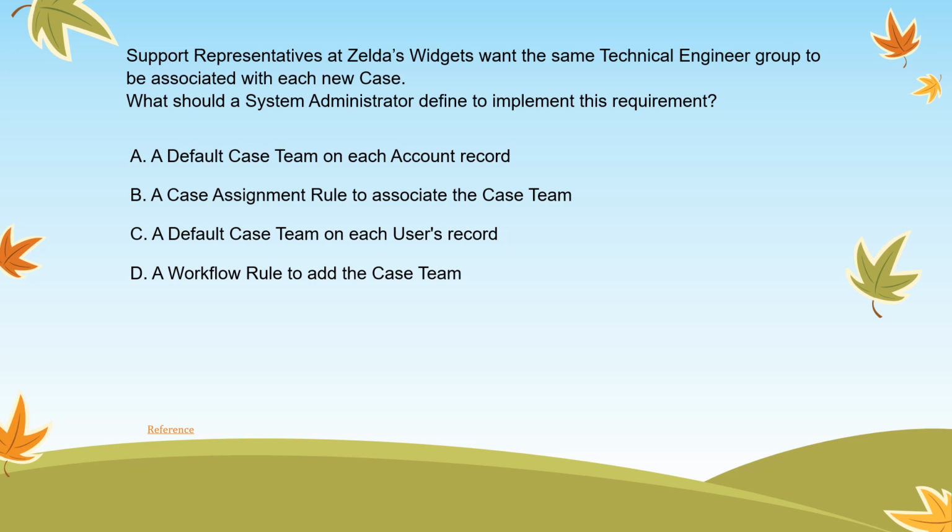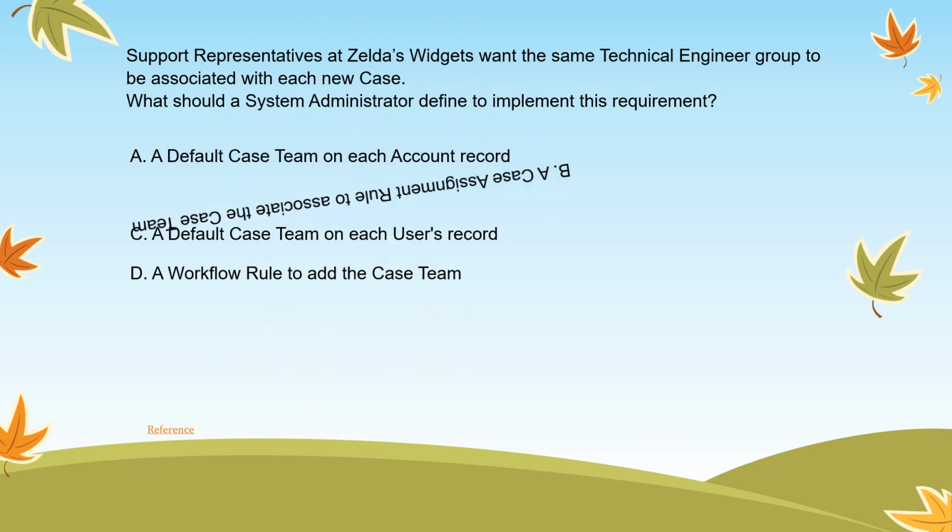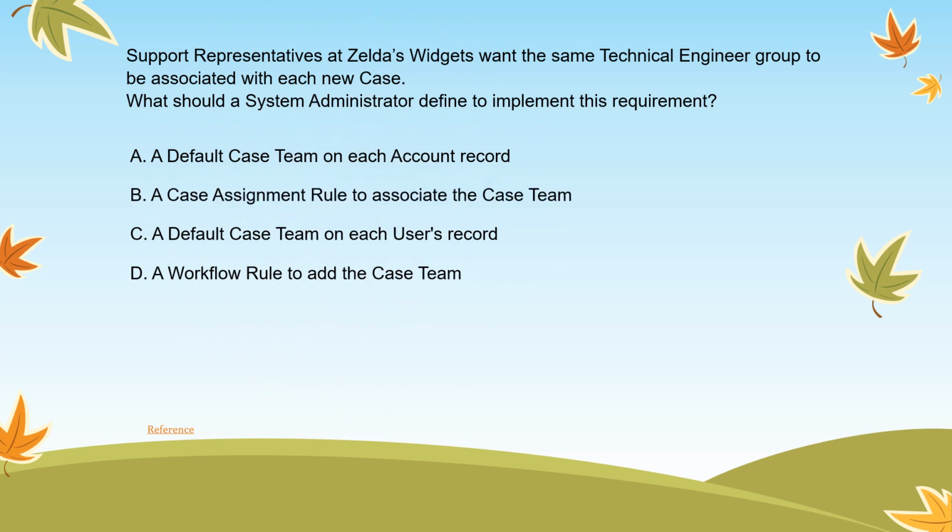And then a workflow rule to add a case team. So assignment rules and workflow rules support the process, and they create the case teams to help groups of people work together to solve cases. So I'm going to go with B. A case assignment rule would be correct, because then every time this case is assigned to this group, it also goes to the same technical engineer. So let's see if we are correct. And we are.